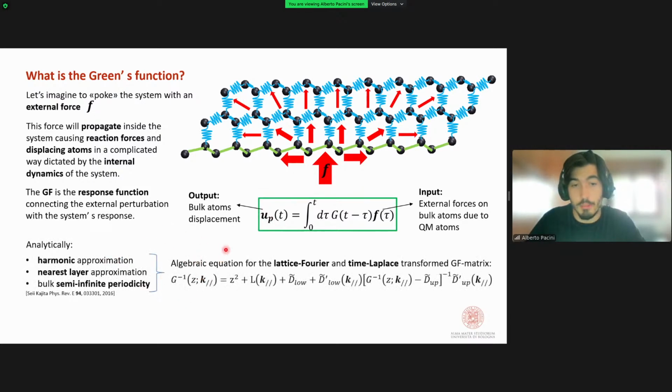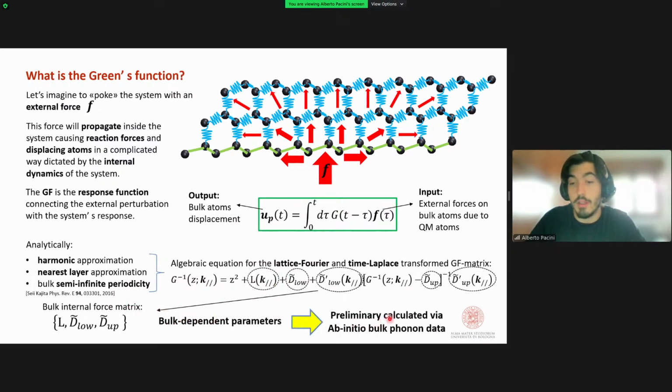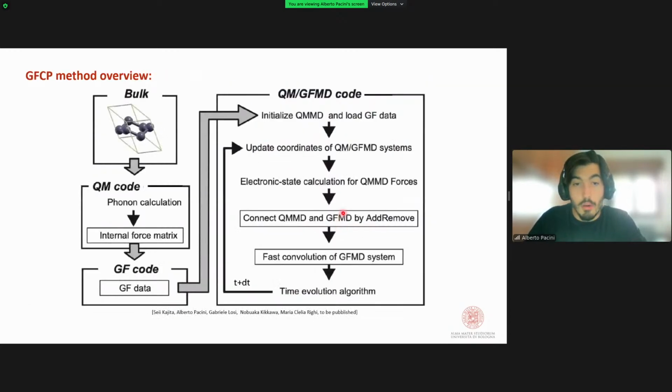Upon some approximation, we can derive an equation that the Green function has to satisfy, which depends on some parameters of the bulk, which are elastic parameters of the bulk, which can be calculated via ab initio phonon calculation. We can overview the method in brief.